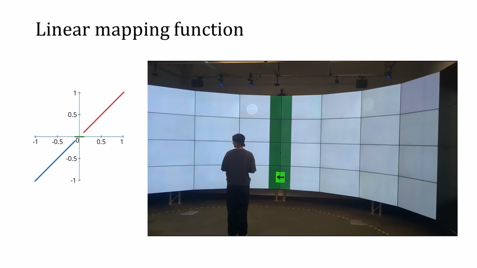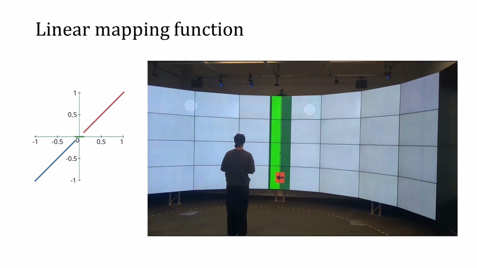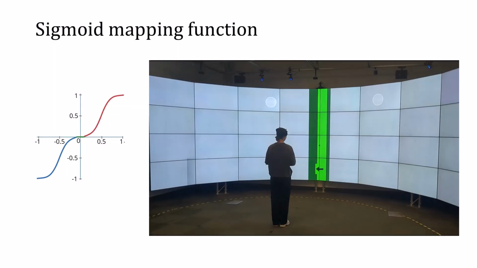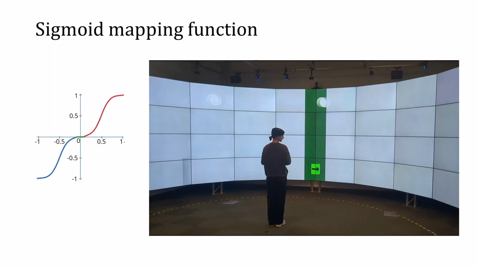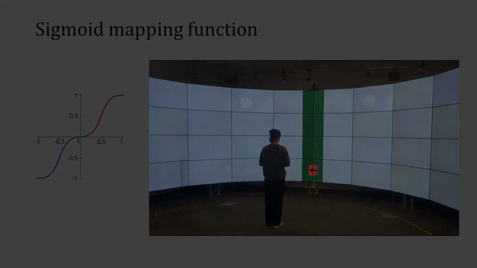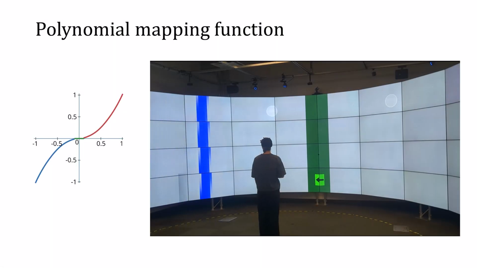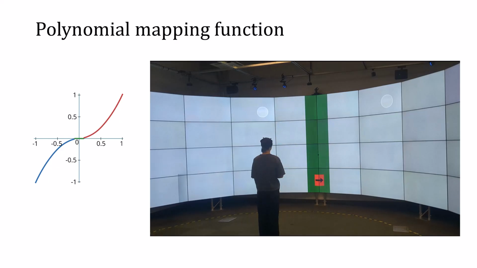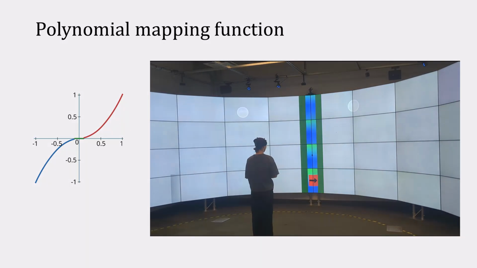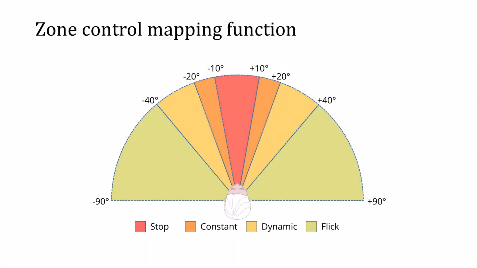The linear function creates a consistent mapping where the velocity increases uniformly with the degree of horizontal head rotation. For the sigmoid function, most workspace velocity values are mapped around the middle range near 0.5 for head rotations that are neither extreme nor minimal. The polynomial function results in very slow workspace movement for small head rotations and a rapid increase in speed for larger head rotations.